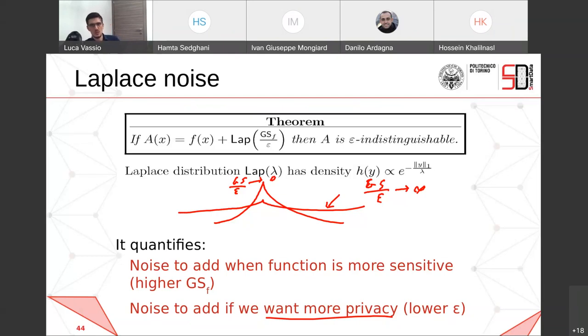And so this is one of the possible mechanisms. There are actually many different ones, also with Gaussian noise or others.